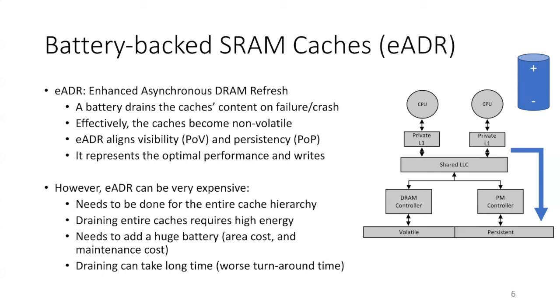One of the main challenges with eADR is that the energy source or the battery needs to be provisioned for the worst case scenario where all the content of the caches needs to be drained to the non-volatile main memory. While in reality, a great portion of the cache content might not need to be drained because it might be updates going to the DRAM space, so it doesn't have persistency assumptions, or even blocks going to the non-volatile main memory space that are not dirty and thus do not need to be drained either. However, the energy source needs to consider the worst case scenario because failing to drain even one update to the non-volatile main memory might result in a correctness issue which cannot be tolerated.